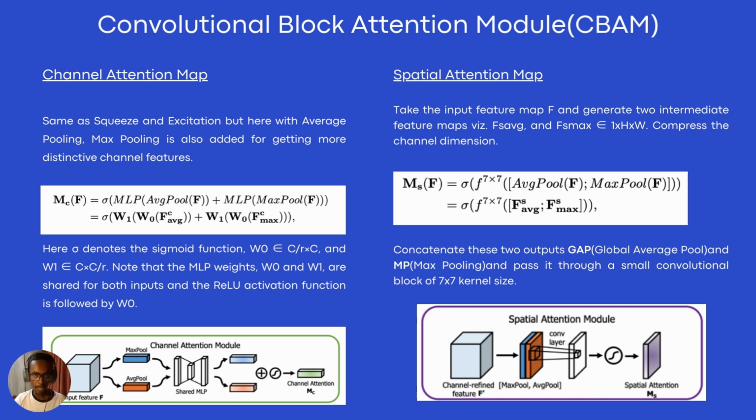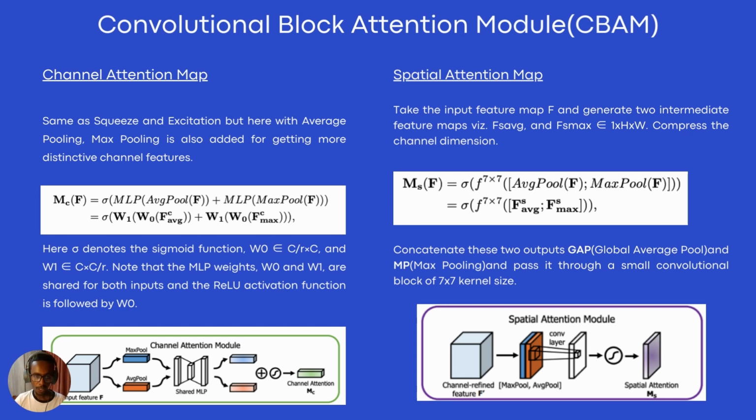And on the spatial attention map, since we want to pay attention across the height and width, we're going to compress the channel. When we talked about channel attention, we compressed the height and width into 1 by 1. But now, if we have an input feature map F and generate two intermediate feature maps by using max pooling and average pooling, we compress the channel information and we only have a representation of height by width by 1.